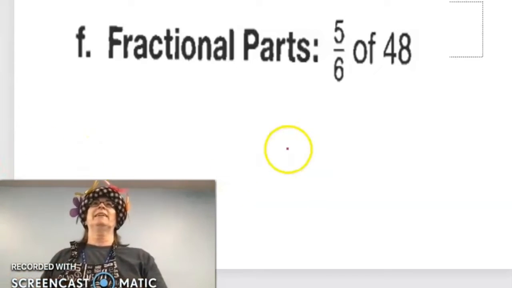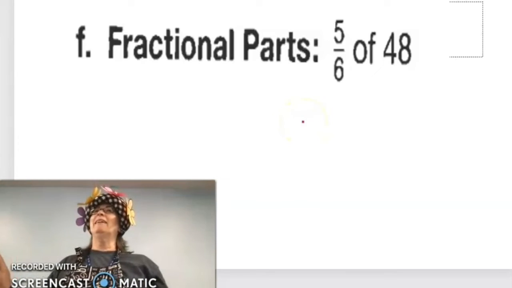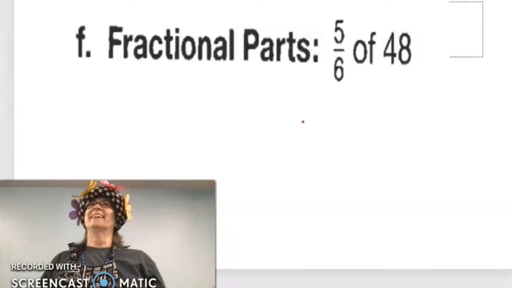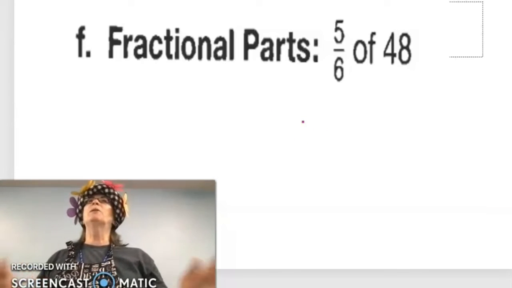Oh, I know this one. It's like, well, I know how to do it, you know? So, do it in your head. I don't know how to do this in my head. Come on. I can do it on paper. You can do it in pieces.